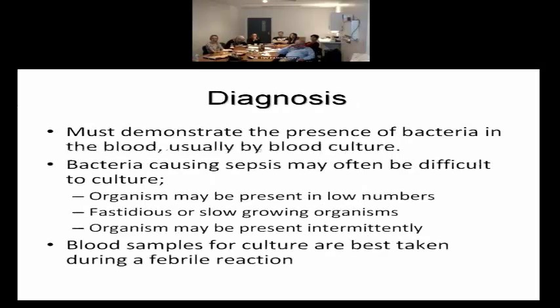The diagnosis of septicaemia is made by demonstrating the presence of bacteria within the blood, and this is usually done by blood culture. Bacteria causing sepsis may often be difficult to culture for a number of reasons, and organisms may be present in low numbers, even in severe sepsis. Some organisms may be difficult to grow or may be slow growing in vivo. It is also possible that the organism may only be present intermittently, shedding from a primary focus of infection. Blood samples are therefore usually best taken during the febrile reaction, as this represents a showering of bacteria into the bloodstream from the focus of infection.